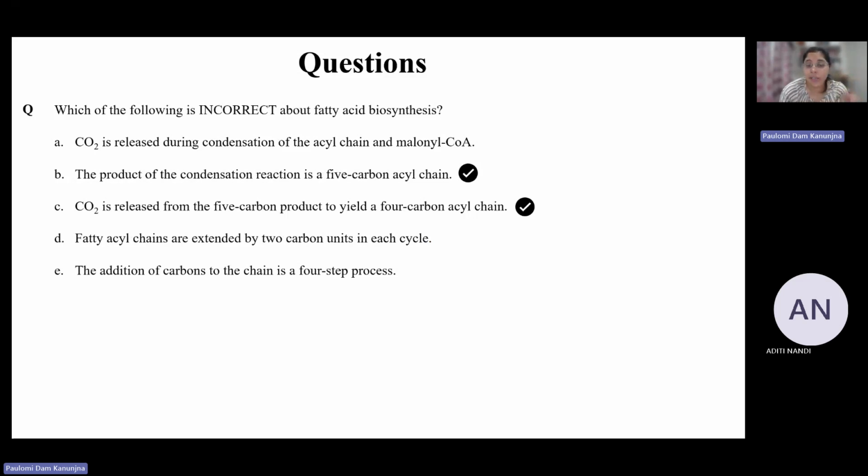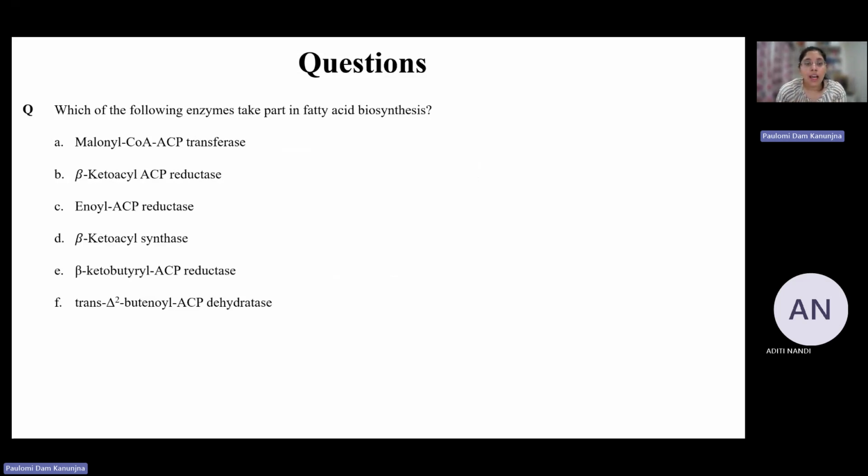D says it is extended by 2-carbon, which is what we have already seen. And the fifth one says it's a 4-step process. That's correct because that's how we have condensation, reduction, dehydration, reduction. All right, great, fantastic. Next one. Similar question, which of these takes part in fatty acid biosynthesis?